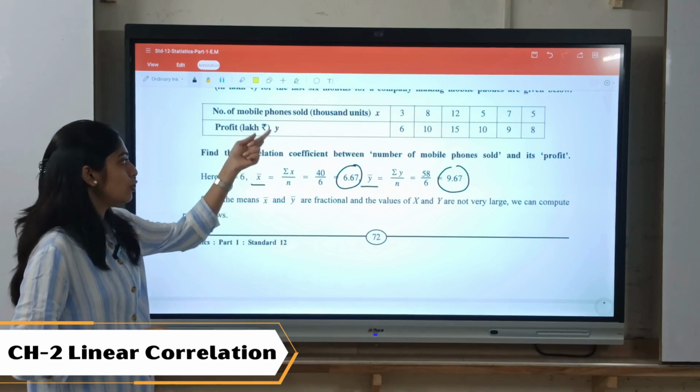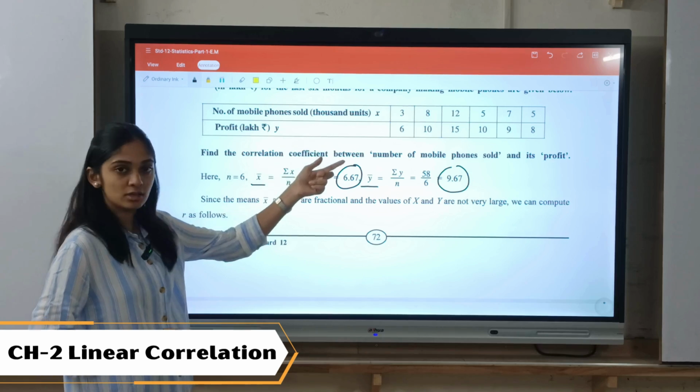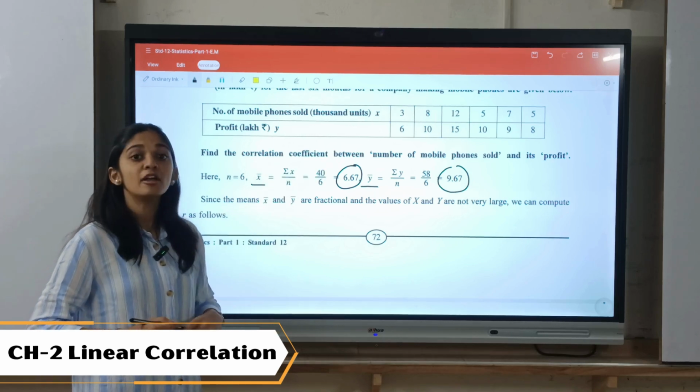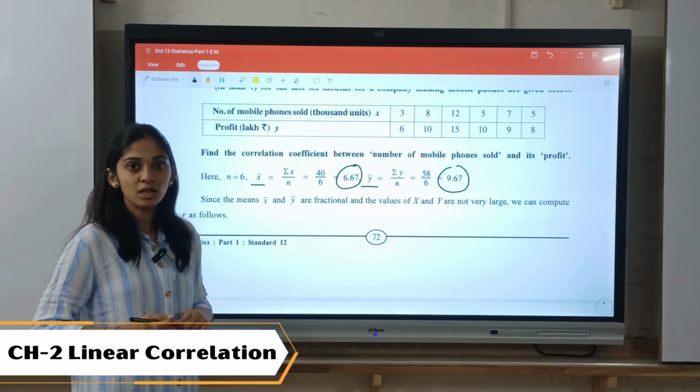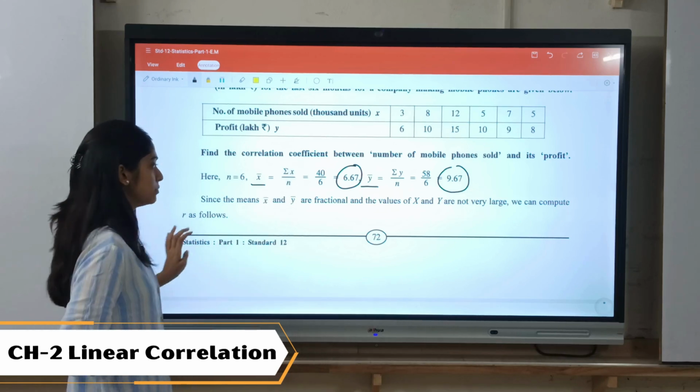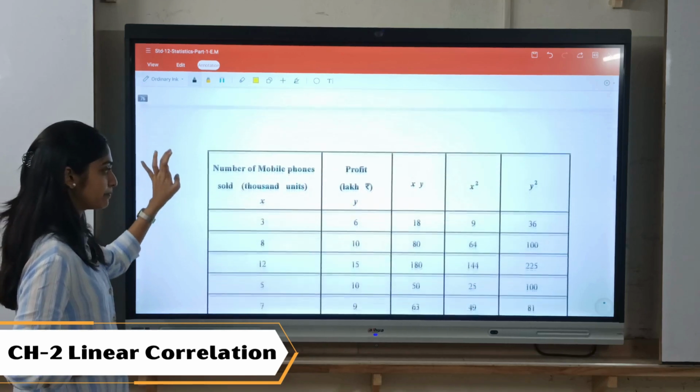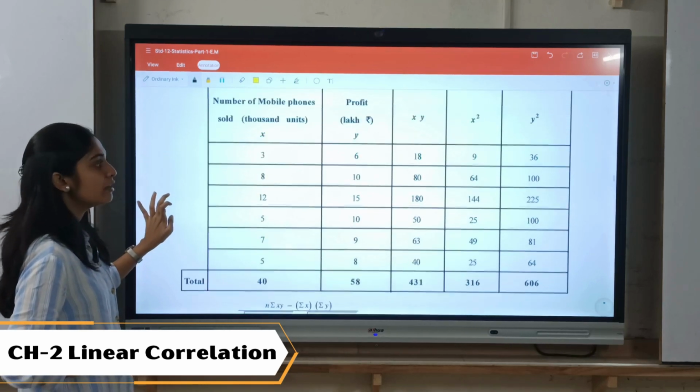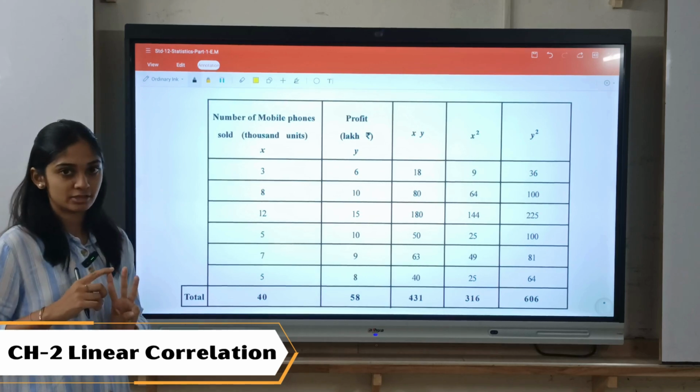Then we need to see the values of x and y. If the values are small, then we can use the formula with x and y. If the values are large, we need to use the uv formula. Here the values are small, so we will be using the xy formula. Under the xy formula, we are supposed to prepare only 3 extra columns.